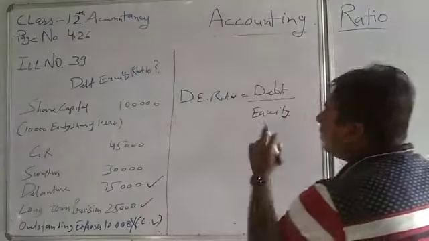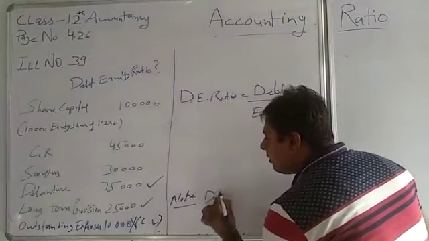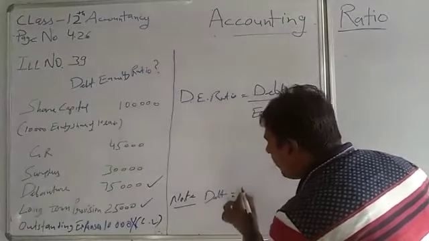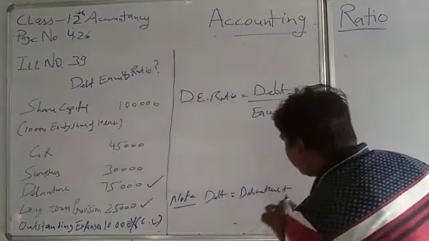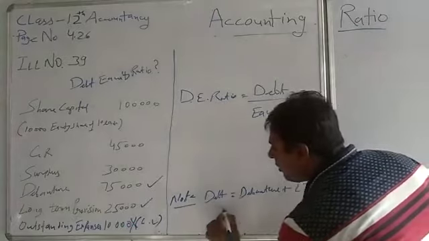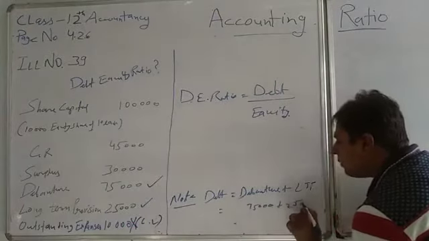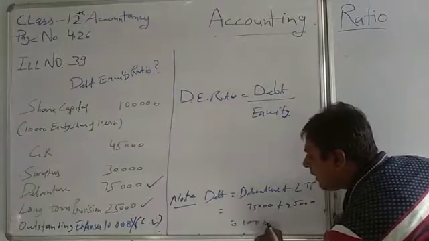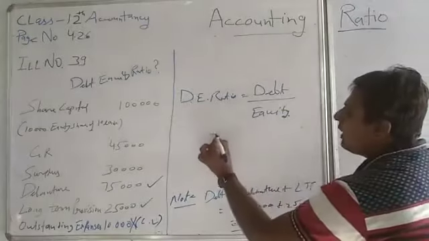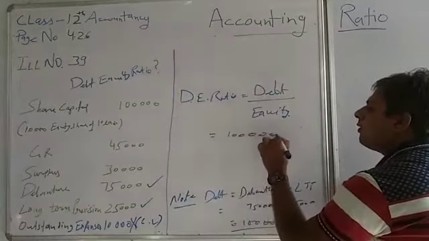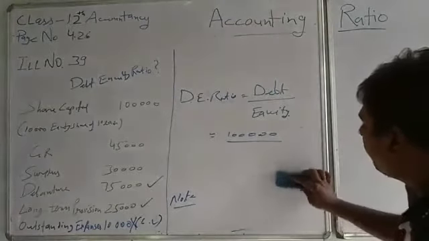Now note: how much is the debt? Debenture plus long-term provision. So how much does it come to? 75,000 plus 25,000, that is 1 lakh. So your debt will be 1 lakh.